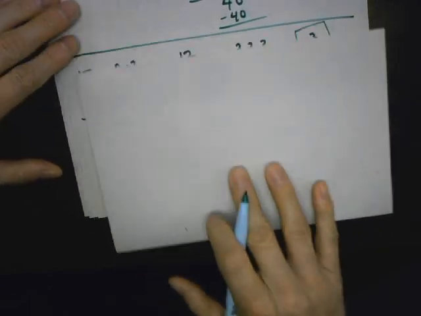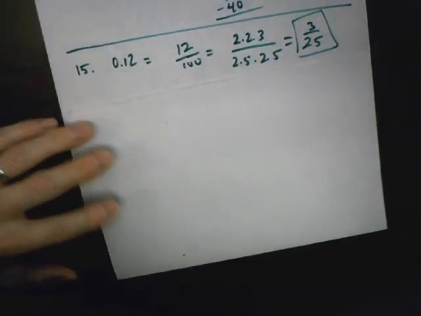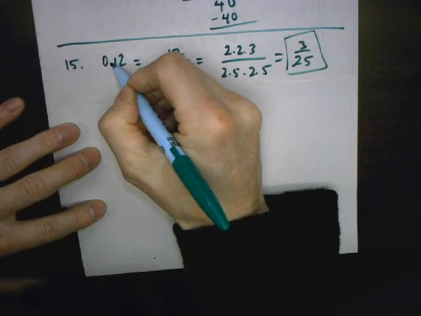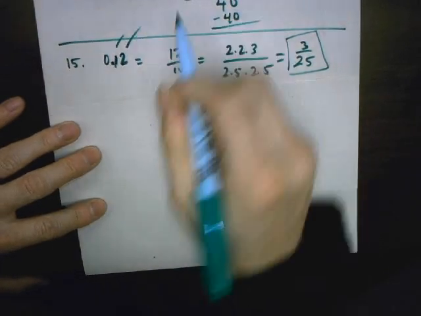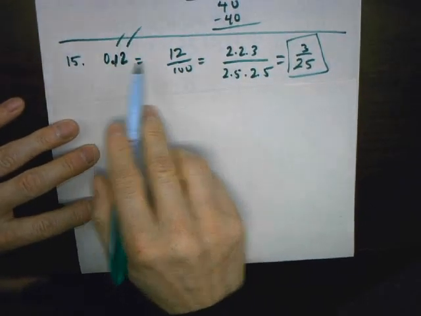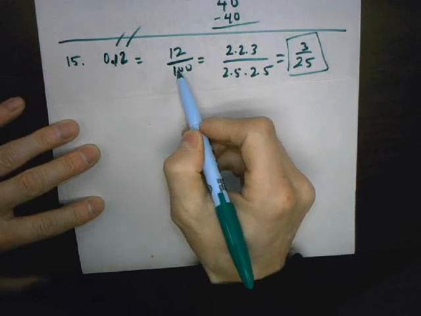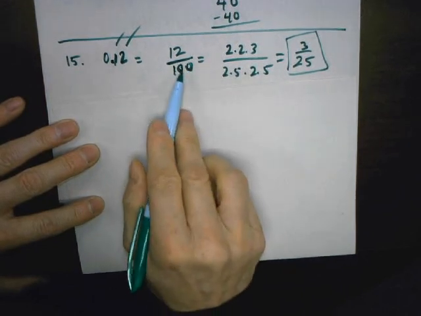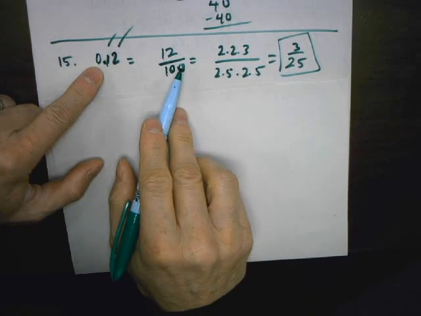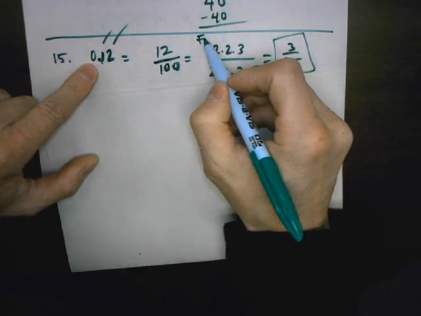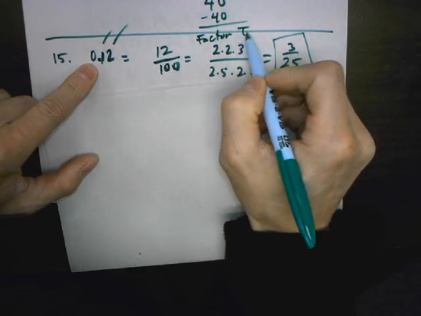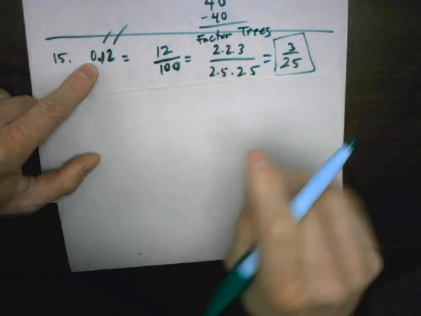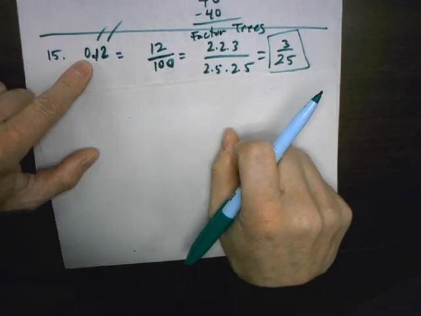15 says, write 12 hundredths as a fraction. Well, this is read as 12 hundredths. So I write 12 hundredths as a fraction, which is 12 over 100. It's another way to say 12 hundredths, meaning the same thing. Then I use my factor trees. Go off to the side and try this on your own, and then come back and check with me.